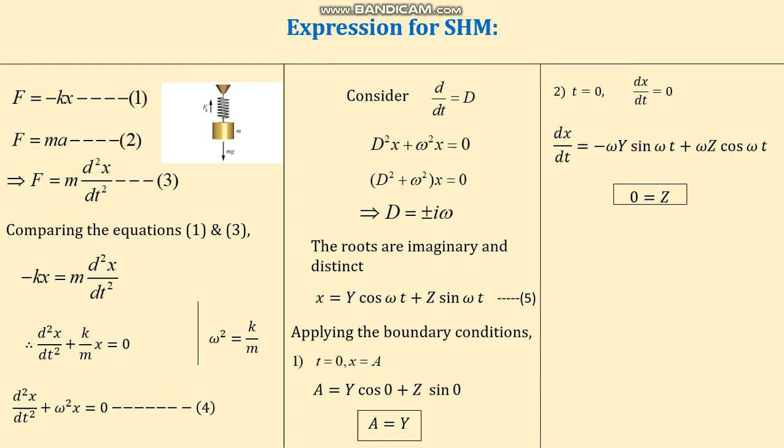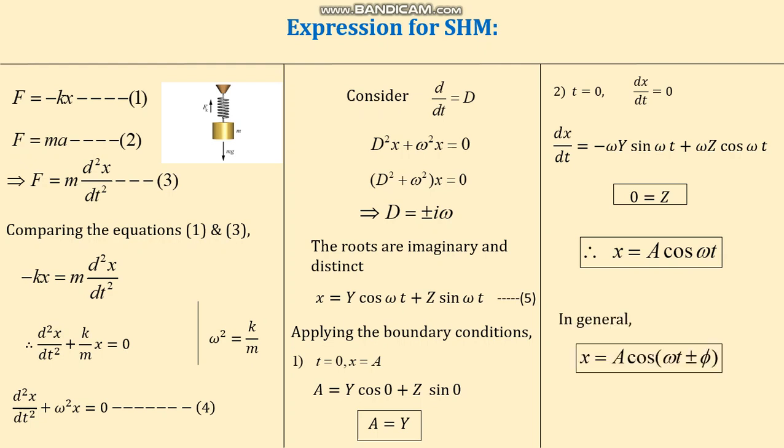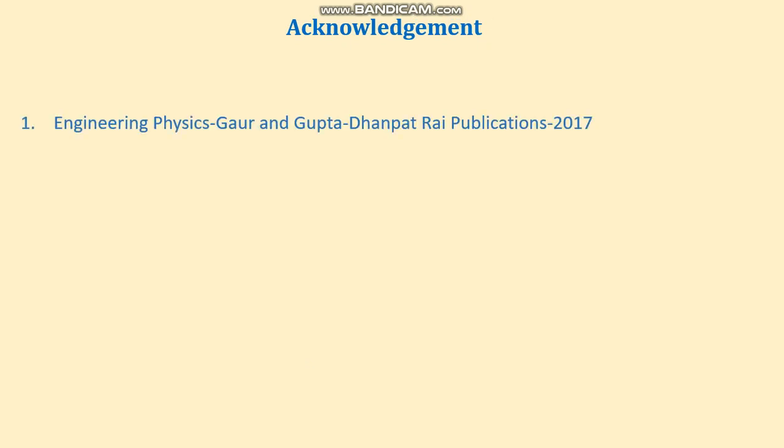Now, if we substitute the values of y and z in expression 5, we get the solution for simple harmonic motion. Therefore, the solution for simple harmonic motion is given as x equals A cos omega t. In general, it may be written as x equals A cos(omega t plus or minus phi), where phi is the phase. Thank you for watching this video.